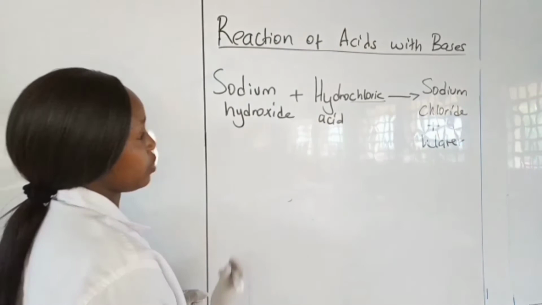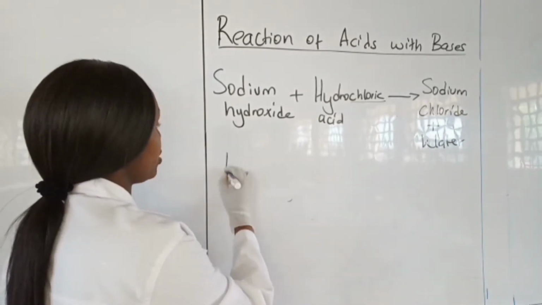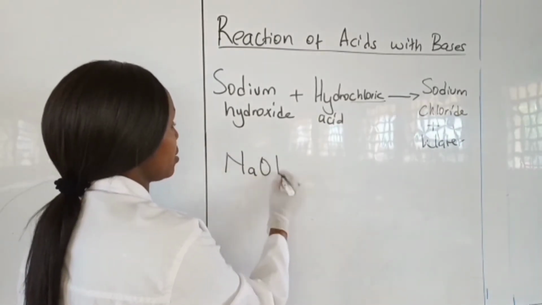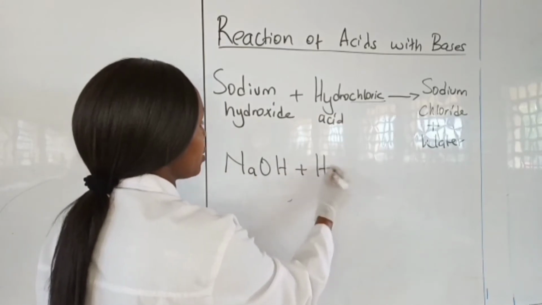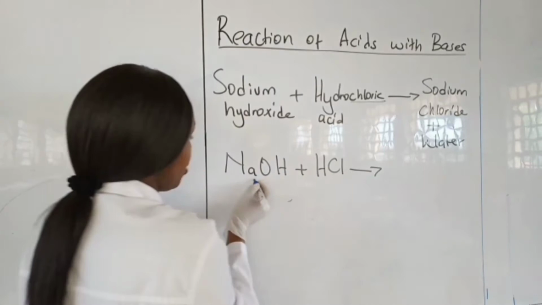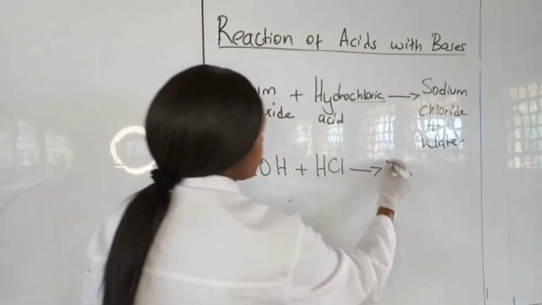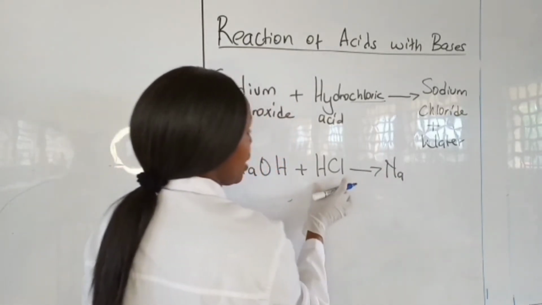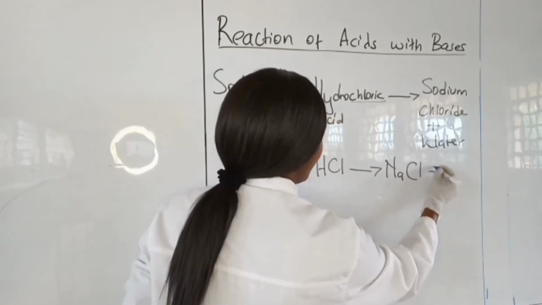If you were to write the chemical equation, it would be sodium hydroxide using the symbols, plus hydrochloric acid. You are going to form, from the metal, sodium, and from the acid, the chloride, plus water.